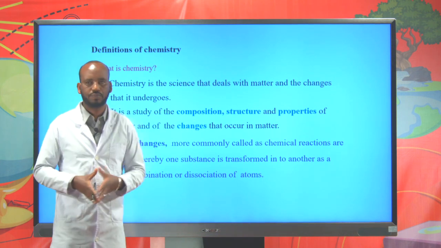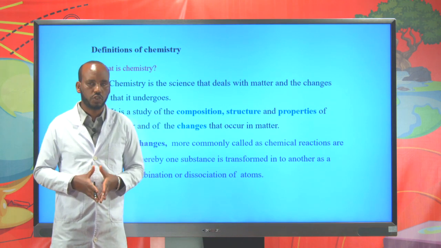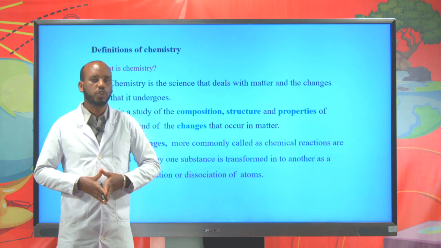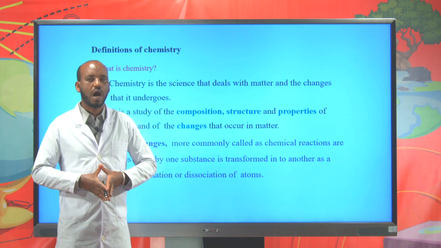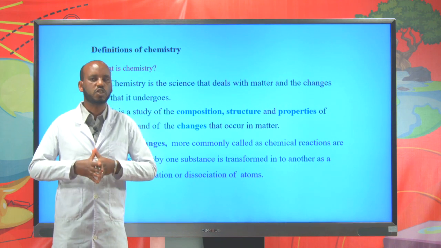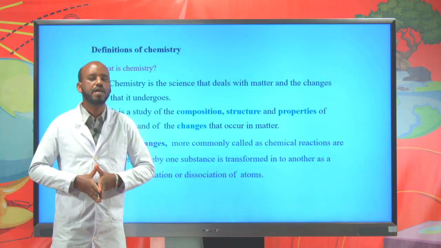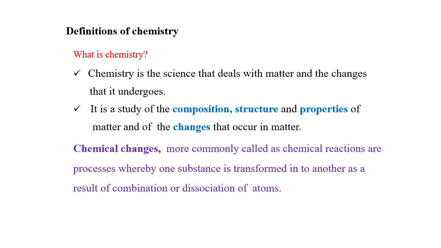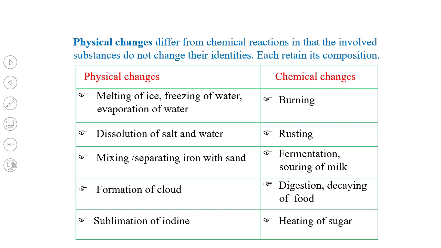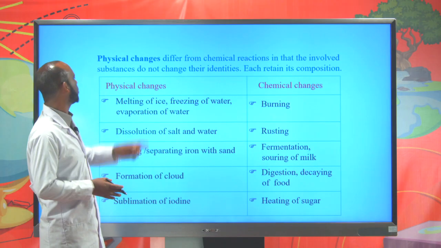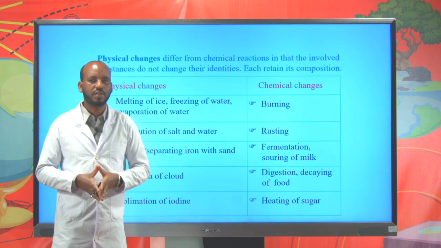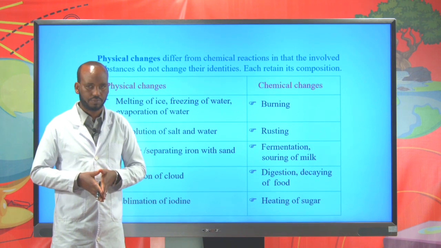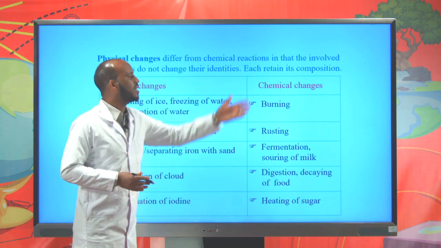Changes are of two types, physical change and chemical change. What is the difference between chemical change and physical change? Chemical changes, more commonly known as chemical reactions, are processes whereby one substance is transformed into another as a result of combination or dissociation of atoms. Physical changes differ from chemical reactions in that the involved substances do not change their identities. In physical change, there is no new substance formed. Each retains its composition.